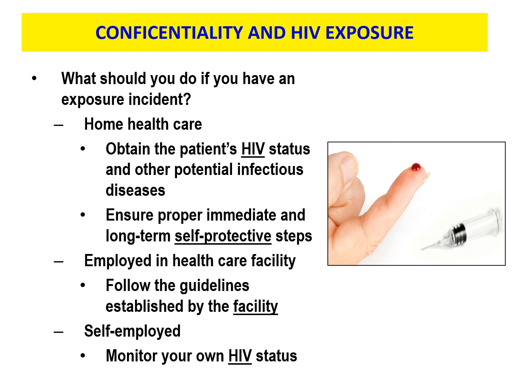So healthcare, home healthcare. Okay? So let's look at different settings. Okay? So in the home healthcare, you obtain the patient's HIV status and other potentially infectious diseases. You ensure proper, immediate, and long-term self-protective steps. If you're employed in a healthcare facility, you follow the guidelines established by that facility. Also be aware, if you're working for a home health agency, most of those agencies are also going to have established guidelines for incidents such as this.